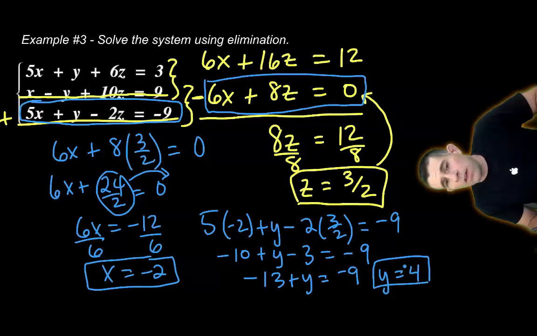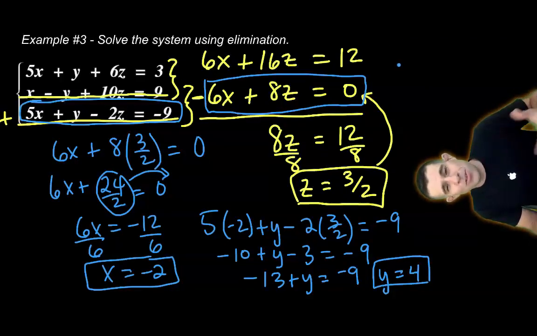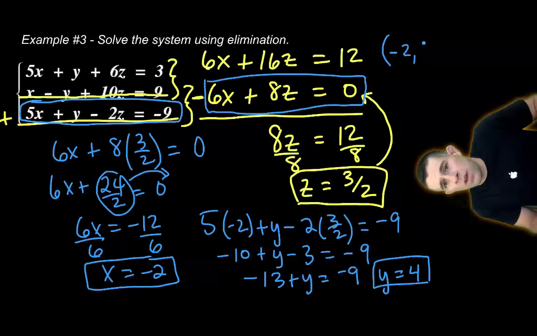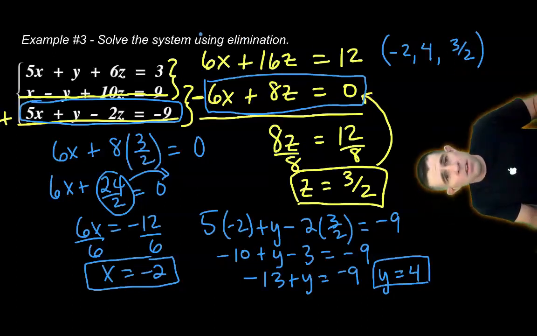All right, so we have both our x, our y, and our z. So we say that the solution to this system, the ordered triple, goes like this: x, which is negative 2, comma y, which was 4, comma z, which is 3/2. And that's how you solve a system of 3 equations using elimination.